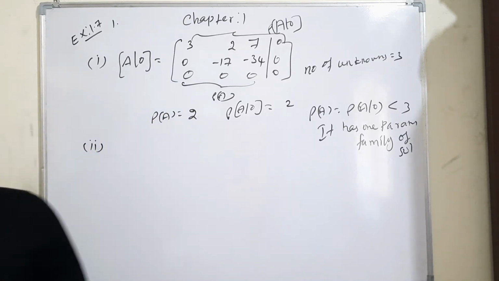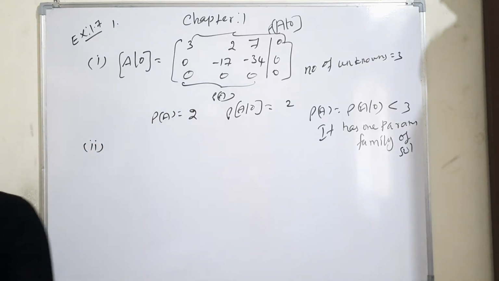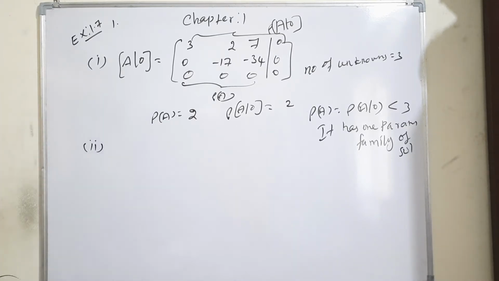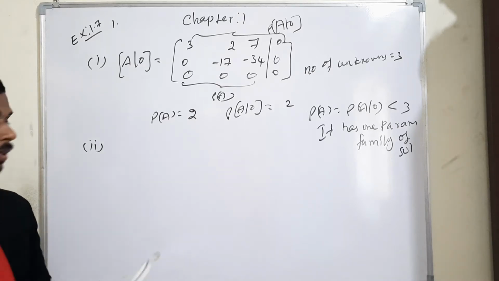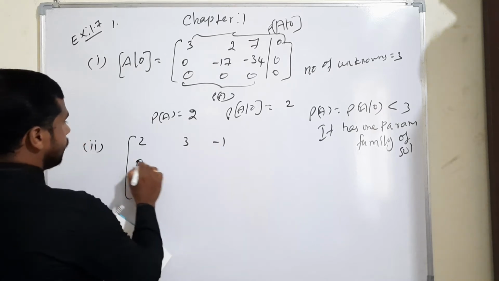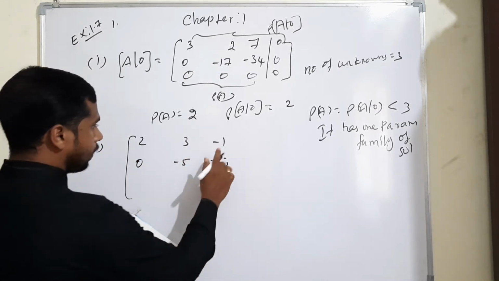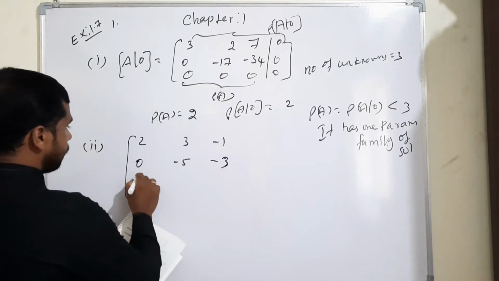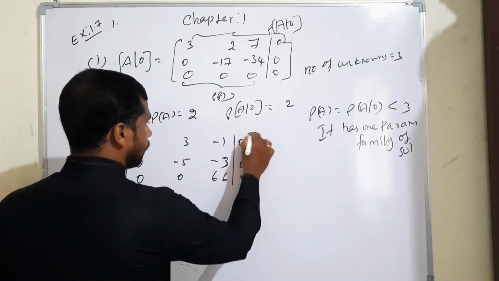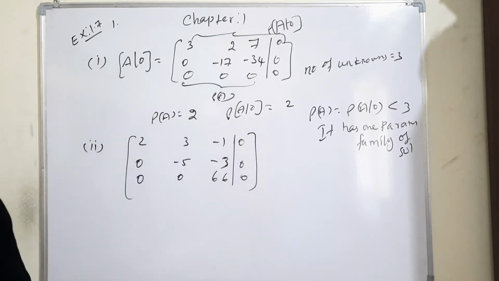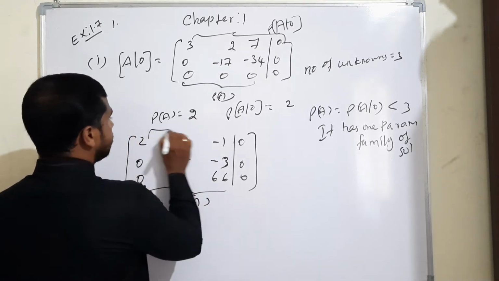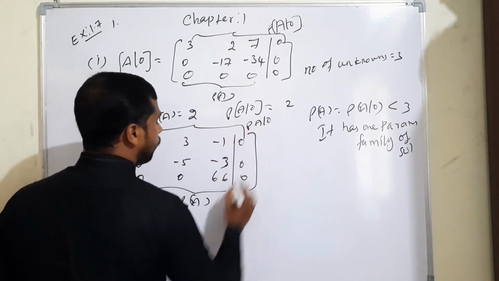Then subdivision 2. What is the question? Here also 3 equations are given. Then you will get the last line. What line will you get? 2, 3, minus 1, 0, minus 5, minus 3, minus 3, 0, 0, 0, 6, 6, isn't it? 0, 0 will come. Check it. This is considered for rank of A, and the whole matrix is considered for rank of A with O.